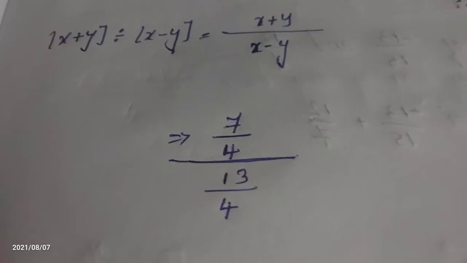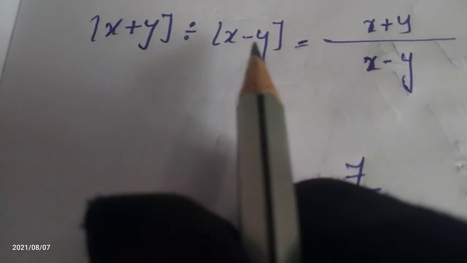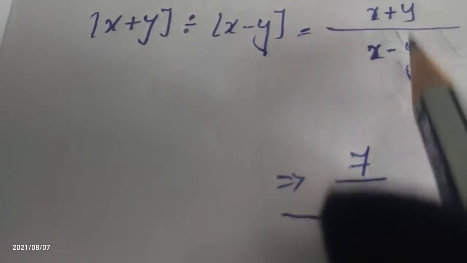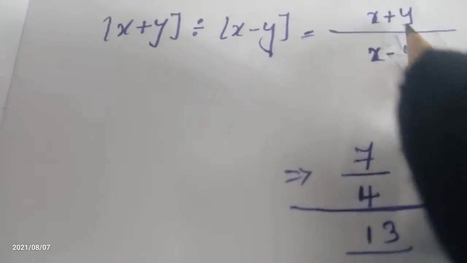We just have to divide these both numbers. We have to find this expression. If a divided by b is given, what can we write? a by b. Similarly, here x plus y divided by x minus y is given. We can write it as x plus y divided by x minus y. Whatever answer we get by doing this, we just have to put it.